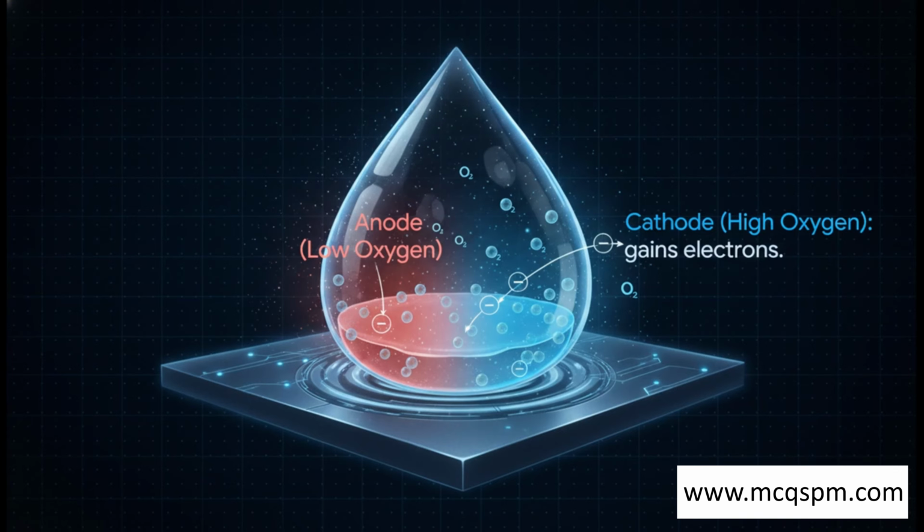Now, what's really fascinating, and what this slide shows so well, is how this happens. It's not just one single event. Inside one tiny little water droplet on a piece of iron, the reaction is happening in two different places at the same time. The center of the droplet, where there's less dissolved oxygen, becomes the anode. And the edge of the droplet, which is exposed to more oxygen from the air, becomes the cathode.